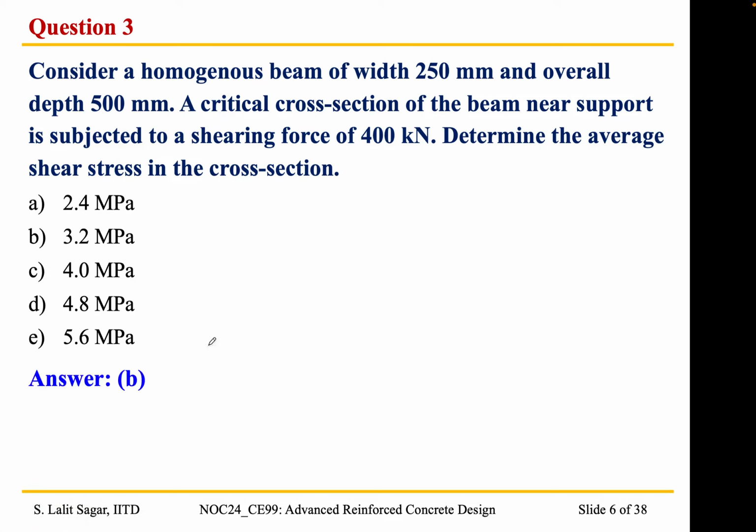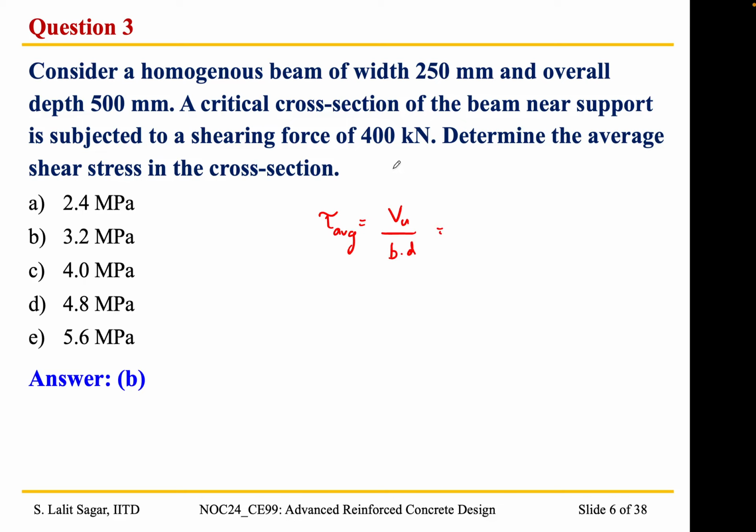So yeah, option B is the right answer, and I think it is quite straightforward. So what we need to determine here is the average shear stress, that is tau average, is equal to Vu by b into d, right?